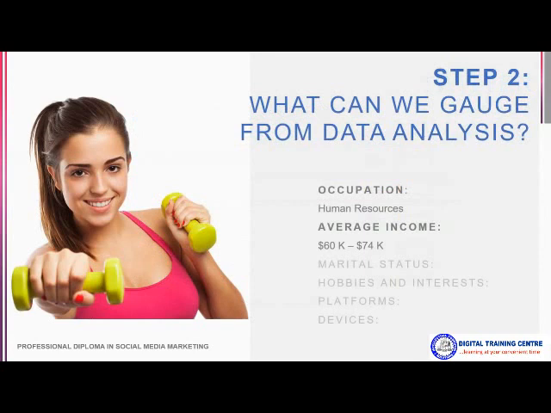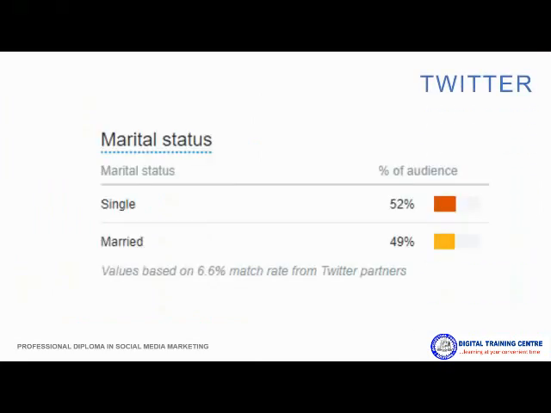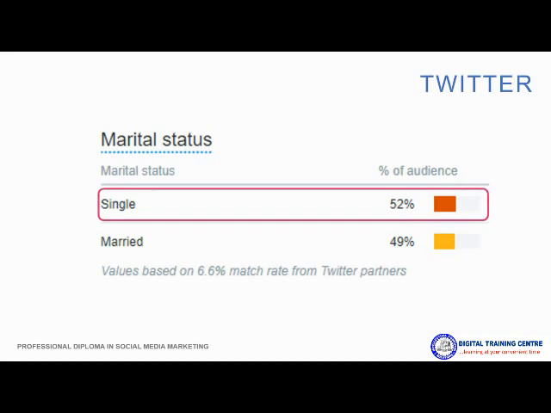So there we have it. We've got now more detailed information about what she is earning. And then we can also go back to our Twitter, and here we can see the marital status of our audience, and we can see that more people are single than married. So we can choose single for her, especially because we know that she's in the younger age range.